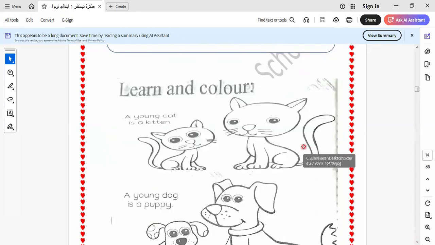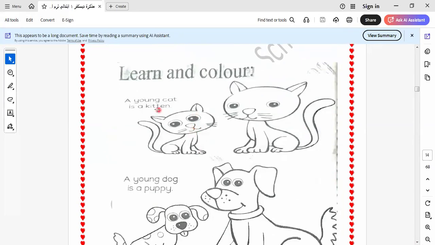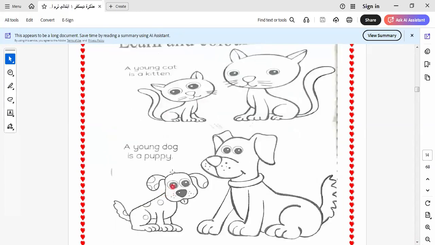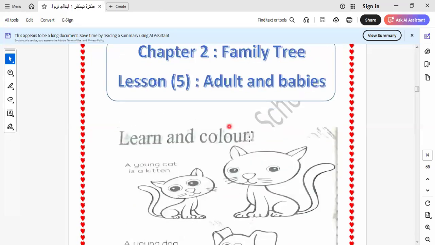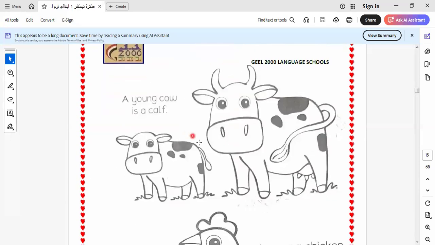The big one of the animal or the human, and the small one. Here we say the small cat, we say kitten. With the small boy, we say baby. So here we have kitten and baby. So in this part, we color the adult and the smallest one. Let's go to another one.